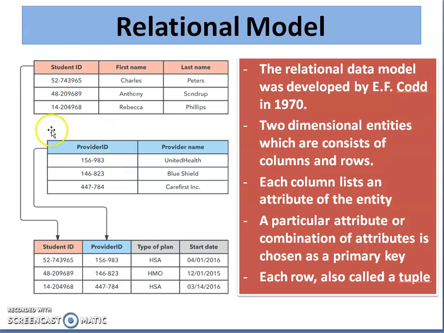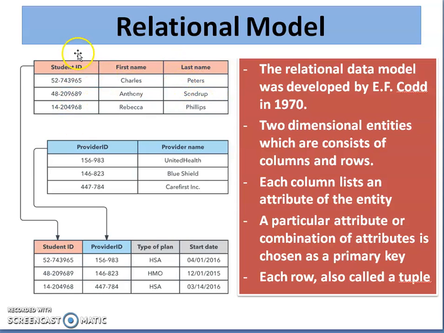Each column in the two-dimensional structure is known as an attribute of the entity. For example, here we have student as one entity, and the student entity contains three attributes: student ID, first name, last name.